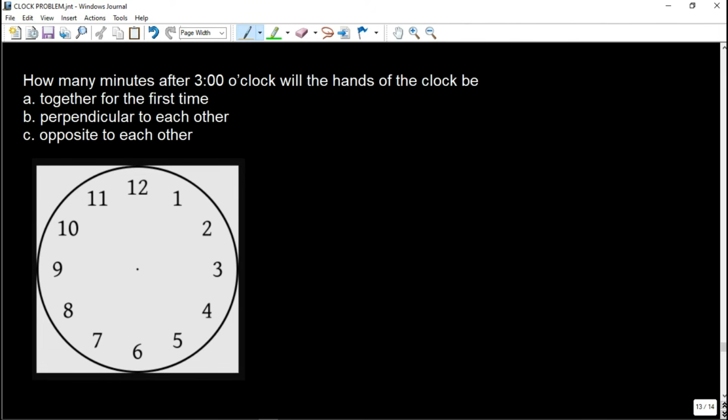So this is our problem. How many minutes after 3 o'clock will the hands of the clock be together for the first time, perpendicular to each other for the first time, opposite to each other for the first time? Okay, so yung formula natin for finding that time, minute, is 60 over 11 times the quantity y plus theta. Okay, let's solve for a first. Okay, using the formula, x is equal to 60 over 11. So y is, what is the given time?